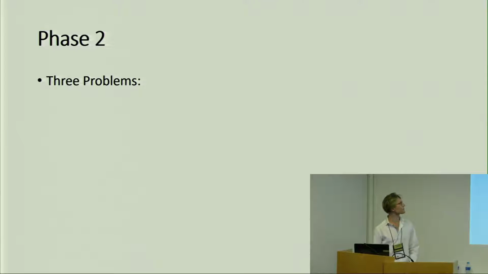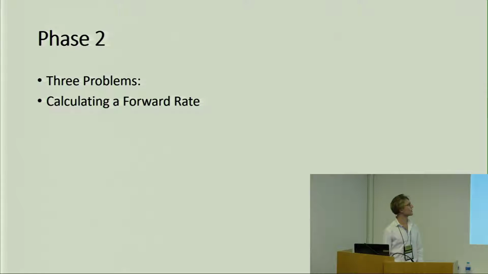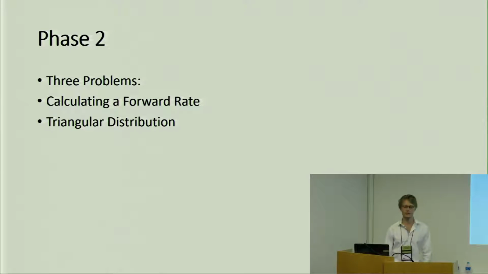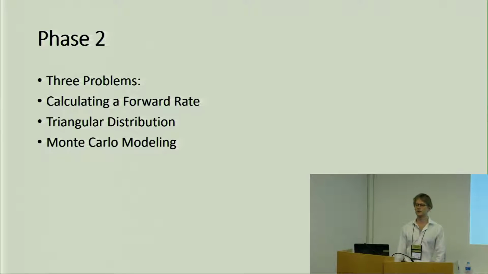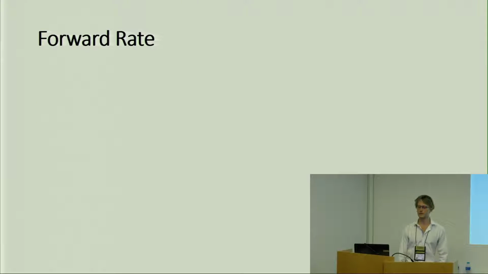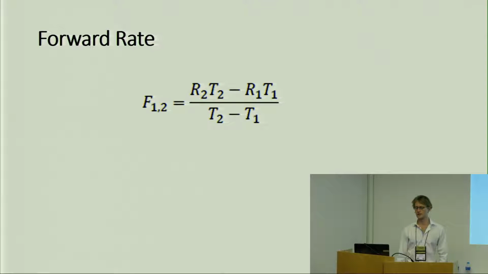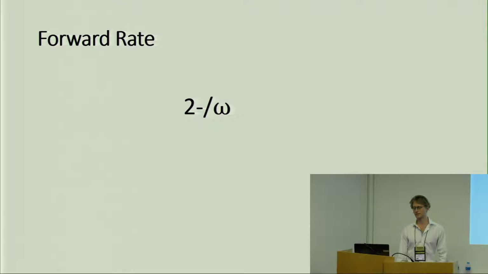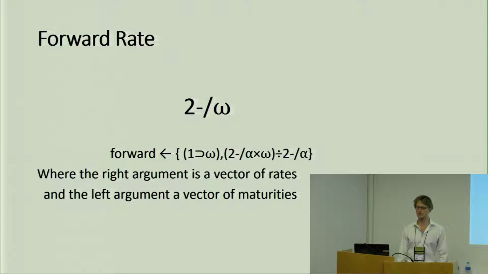So phase 2, there were 3 problems. There was calculating a forward rate, there was a triangular distribution, and some Monte Carlo modeling. So the forward rate, essentially we had to implement this function here. And in my mind, that just screams 2 minus scan. So that's the actual function. And as you can see, it does a 2 minus scan a couple of times, and then concatenates the first result back onto the front, because that doesn't change. And here you have your right argument being a vector of the rates, and your left argument a vector of maturities. And I quite like that.